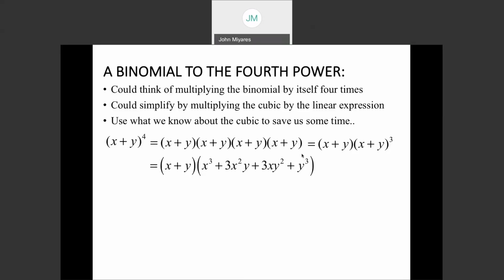Why don't we pause here for a couple of minutes and you can stop the video so that you can try this one for yourself. Then we can go through the answer and the process.